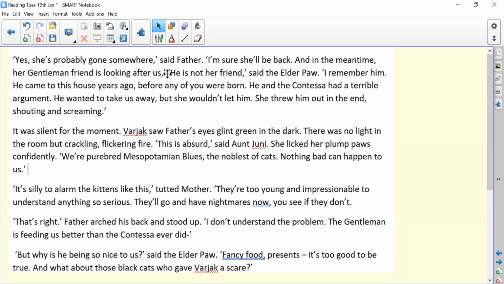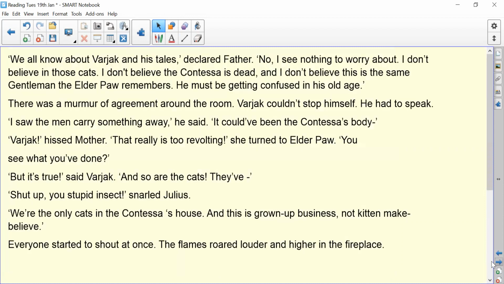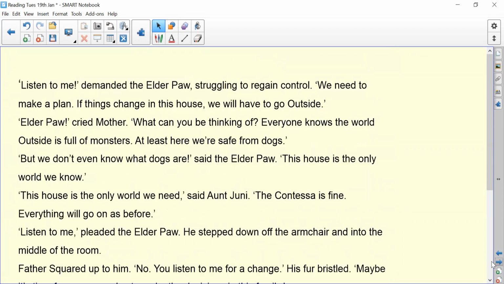So you should have written something like, he felt very relaxed, he wasn't worried, and you would have listed some of these sentences as quotes for your evidence. Okay, so "I'm sure she'll be back. She's probably gone somewhere." He really isn't worried at all. But by the end, how has he changed?